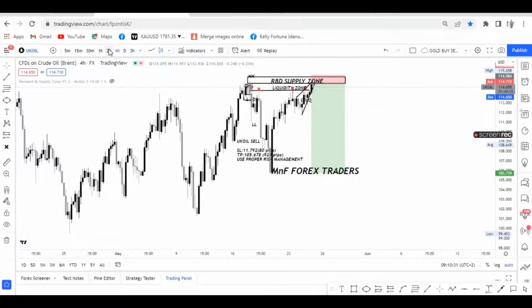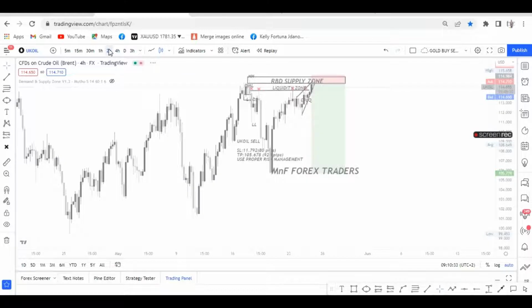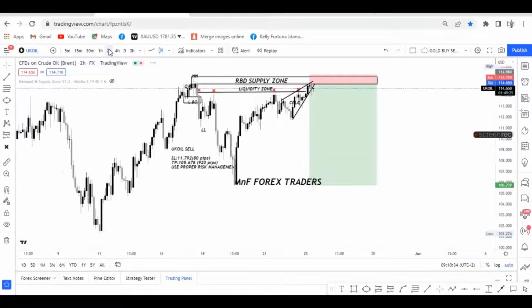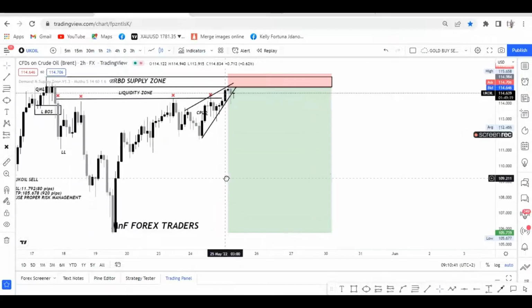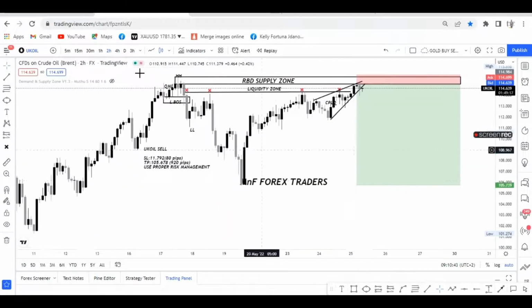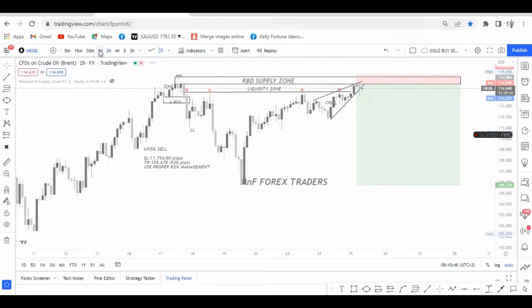So what I did was I went to the lower time frame. I went to the 2-hour time frame. Now let's go to the 2-hour time frame right here, and then let's go to the 1-hour time frame so that you see everything clearly, guys.